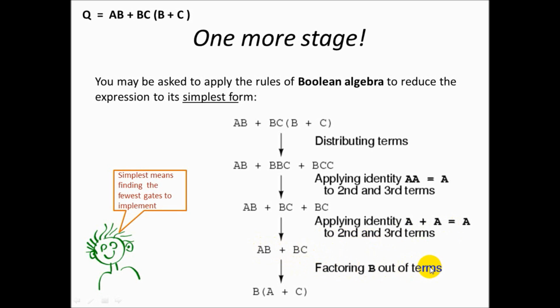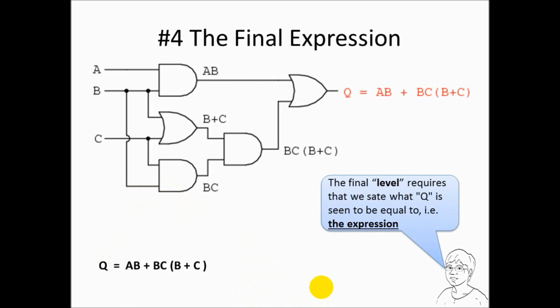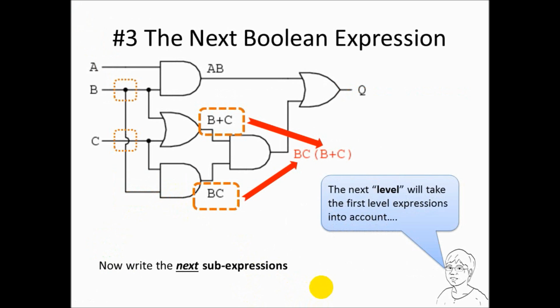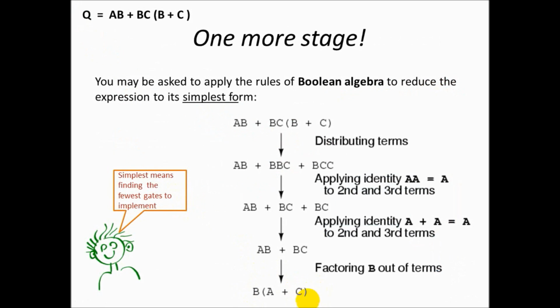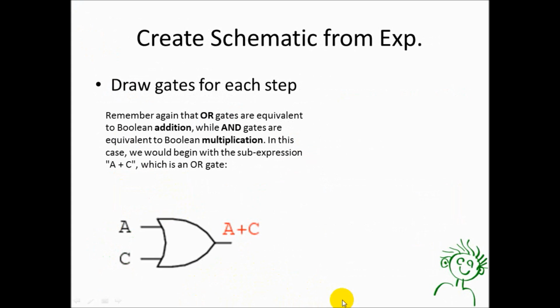Factoring B out of terms, this is great because now B is the common factor. We can put it outside the bracket and put AC in the bracket. So it's B in brackets A or C. That's our simplest form. Simplest means finding the fewest gates to implement. And we can turn this back into a gate. So what started out as being a very complex gate can actually be reduced. It's called reducing the expression, and reduced into a gate.